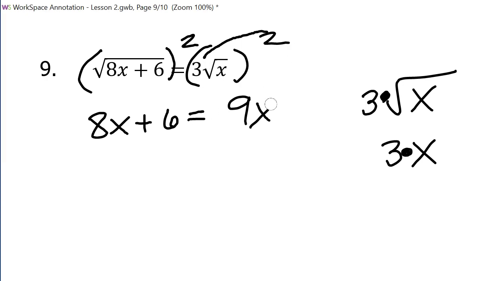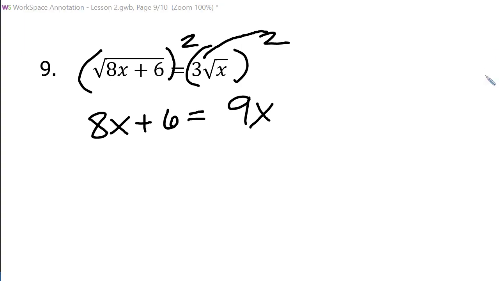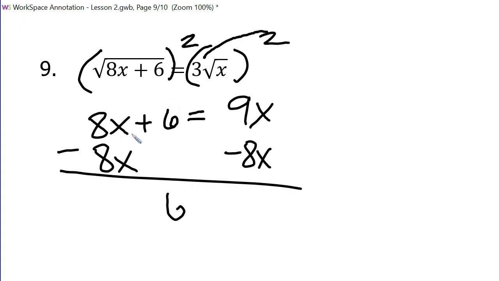So now we have to solve for x. What would I do? Subtract 8x to both sides. So bring down the 6, and 9x minus 8x would be 1x. So the answer is just 6. Now make sure you check your work. If I put a 6 right here, what's 8 times 6? 48. What's 48 plus 6?